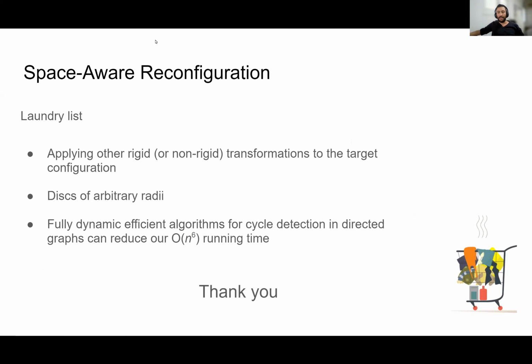Next slide. What we can do, maybe consider other things to do, is other rigid or non-rigid transformations of T, maybe different sizes of the disks in the labeled version. And we know that if we can apply a fully dynamic efficient algorithm for cycle detection in directed graphs, it can reduce our order of n to the 6th running time of our main algorithm. Thank you.